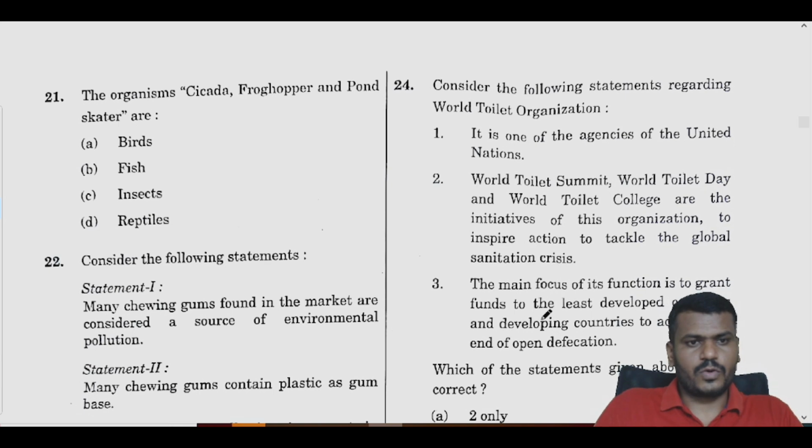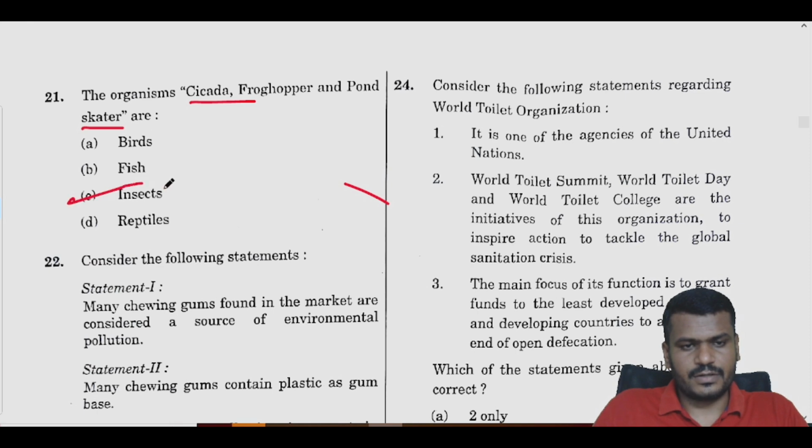21st question. Okay, the organism cicada. Frog hopper and pond skater are definitely insects. They were recently in the news, they are insects.